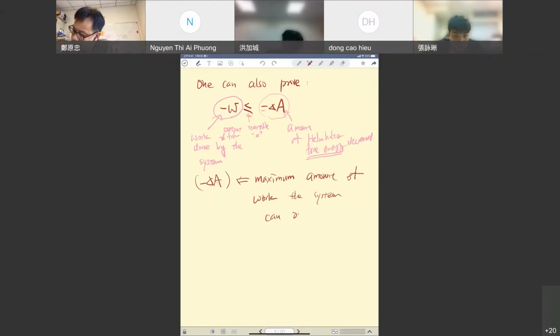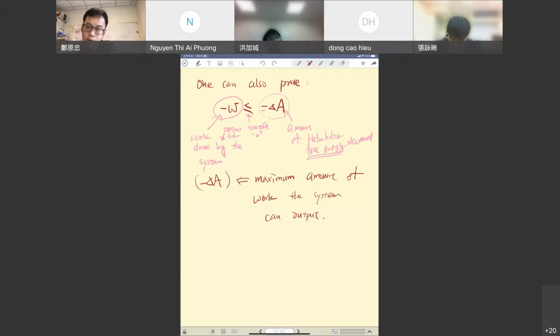It's a state function. So if you change your system from state one to state two, then you can determine the maximum amount of work that this system can output, can be used to perform work by the system. And this is the upper limit. You cannot go beyond this. And you can be lower than this. In that case, not all the free energy is being converted into work. Some of it must be dissipated as heat and get lost.